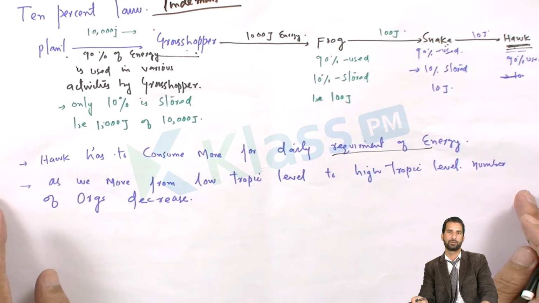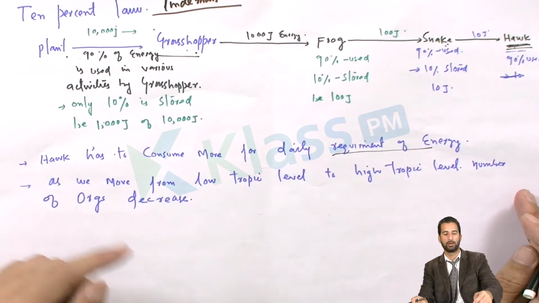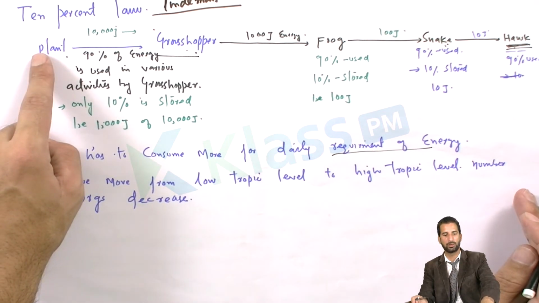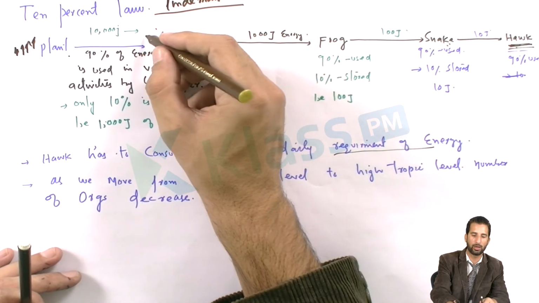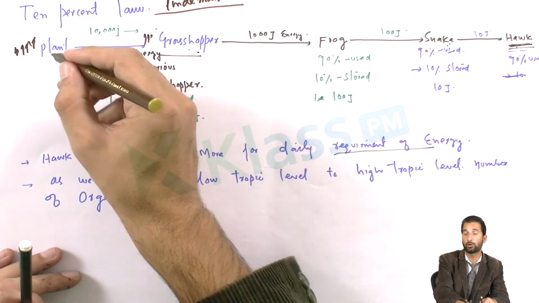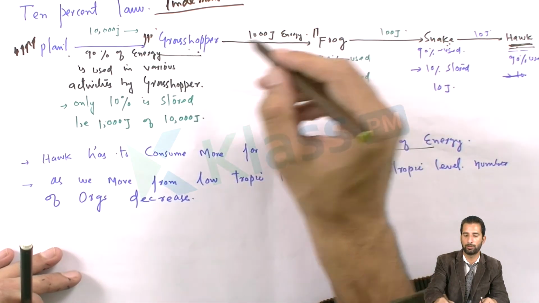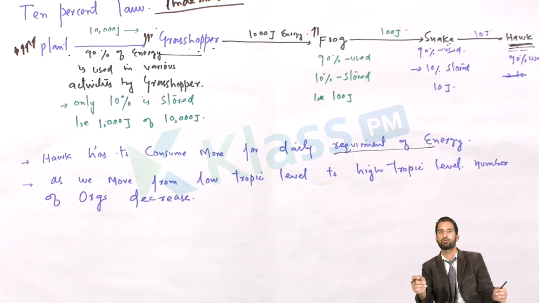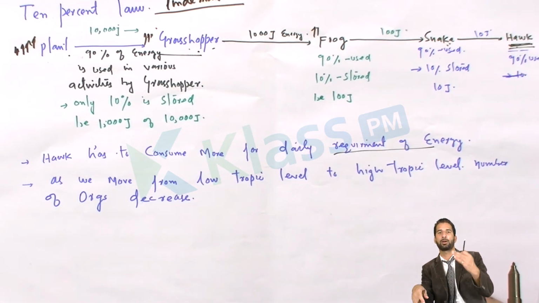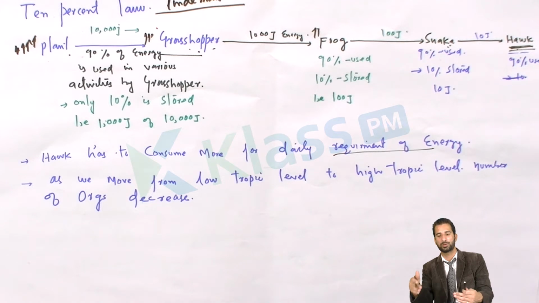The number decreases in order: the number of plants would be largest, grasshoppers would be less compared to plants, and between grasshopper and frog, frogs would be less and grasshoppers more. So as we move from a low trophic level to a high trophic level, the number of organisms decreases.